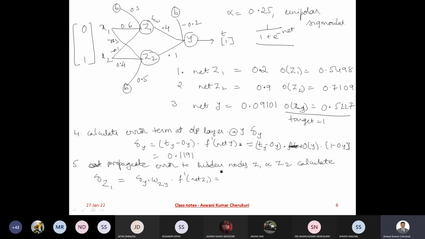So obviously f dash net z1 is f net z1 into 1 minus f net z1, and you have del y and wz1y, that means the connection weight. So with that, what is the error term del z1? Sir, is it 0.011?